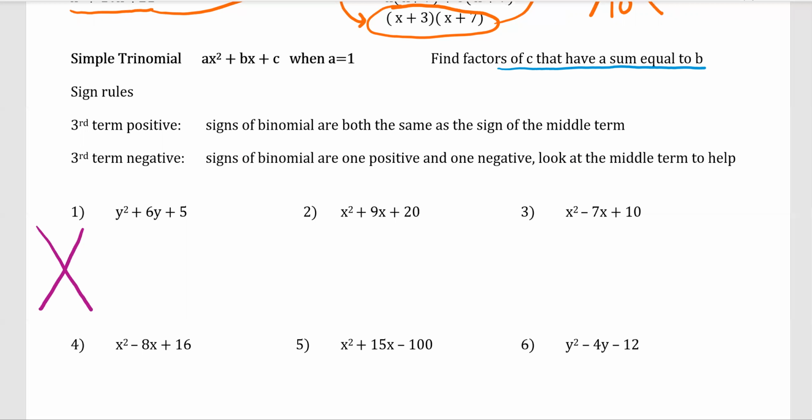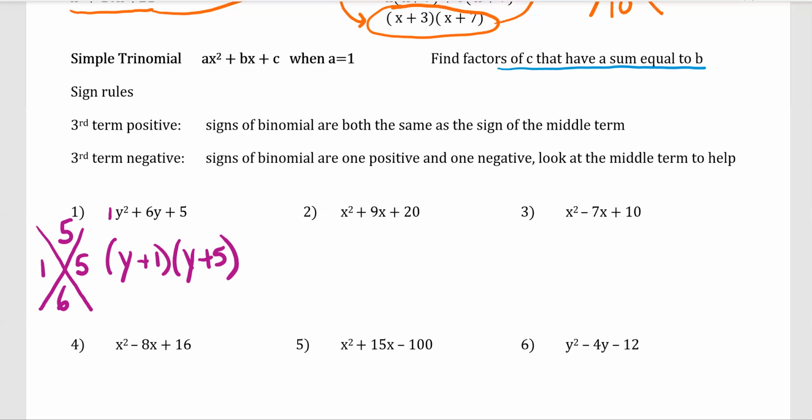So for number 1, we need the factors of 5 that add to 6. The factors of 5 are 1 and 5. So 1 times 5 is 5, and 1 plus 5 is 6. Because a is equal to 1, there's a 1 in front of this y squared, I know that this factors into y plus 1 times y plus 5.